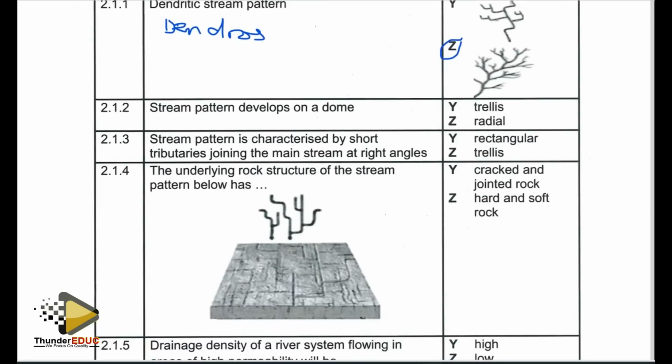Right. We move on to the next part, which is item number 2.1.2. The stream pattern that develops on a dome. When you're talking of a dome here, we're giving an example of an elevated landscape. For example, a volcanic landscape, where we have a lake on top of a volcanic dome, what we call a caldera lake, which forms on top of a volcanic mountain.